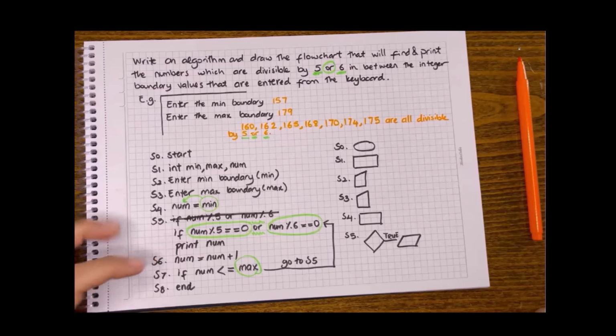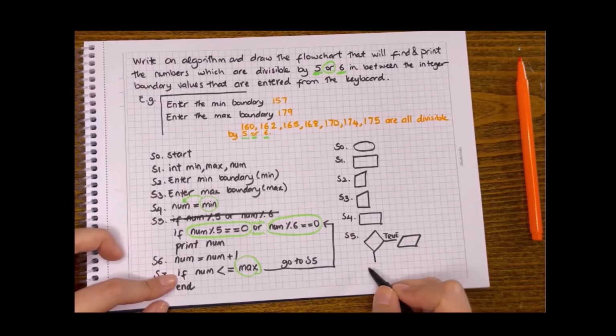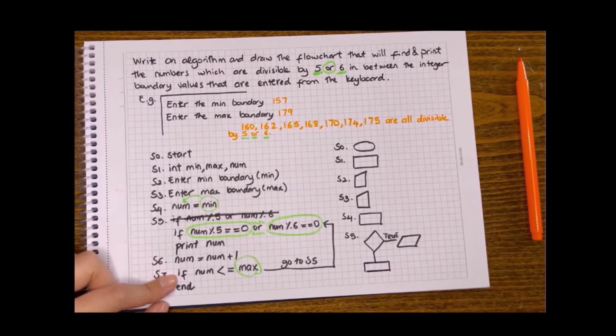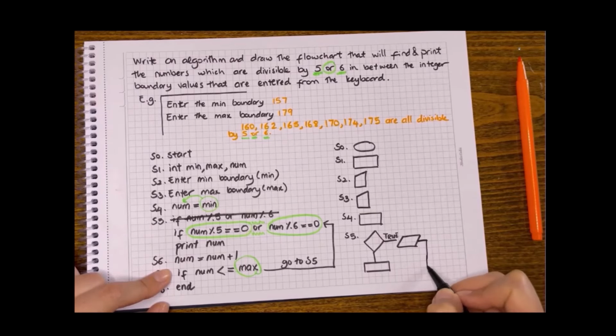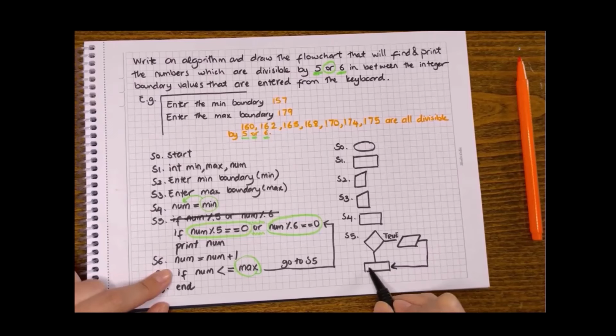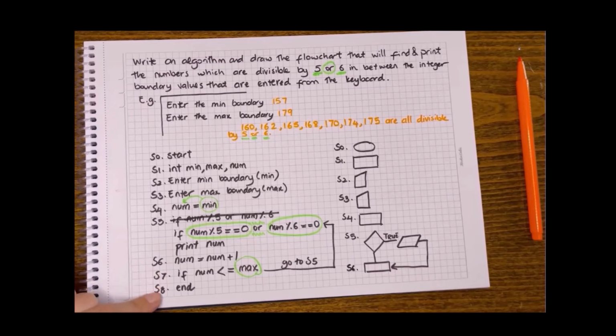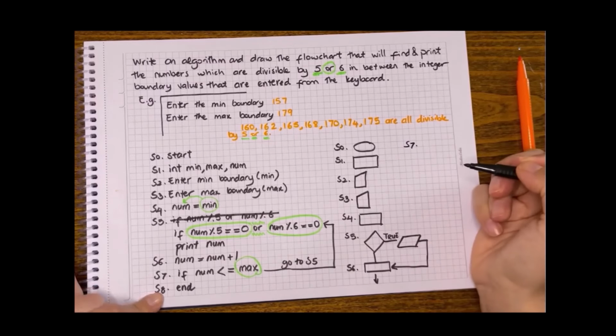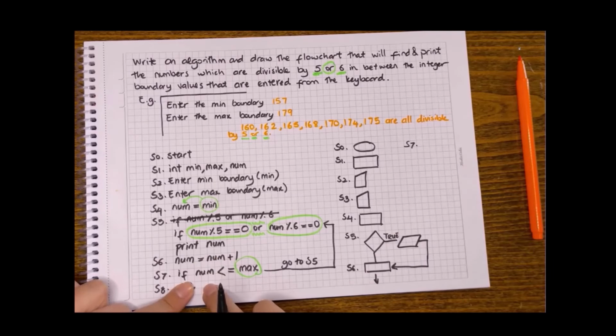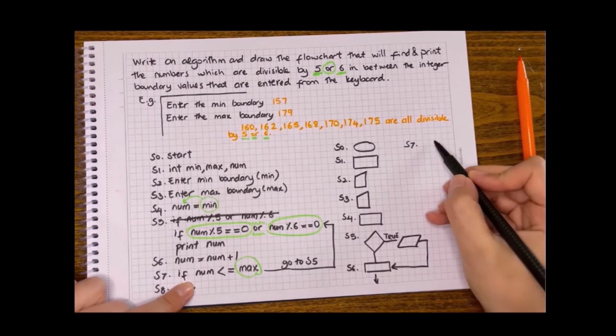If this is not true, or even if it is true, I am going to increase the number value by 1. So this is the step number 6. And in any case, whether you are printing or not, you have to increase the number value by 1. This is the step number 6. And in step number 7, there is another if statement. So since there is another if statement, we need to use another diamond shape.